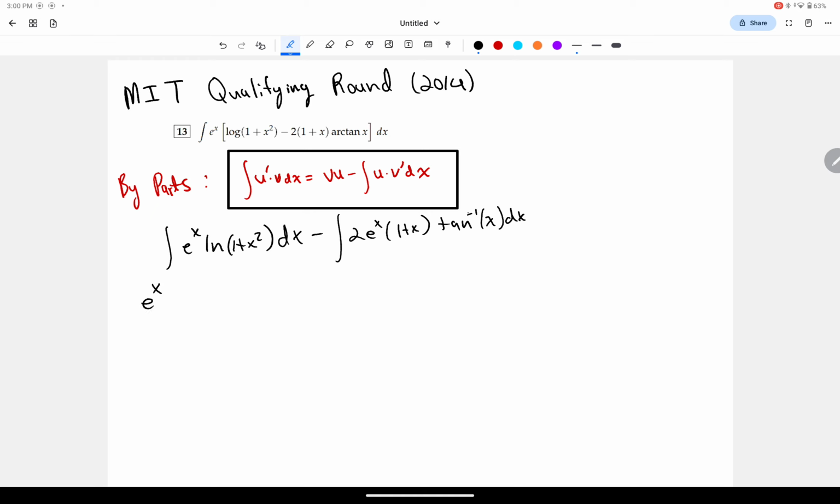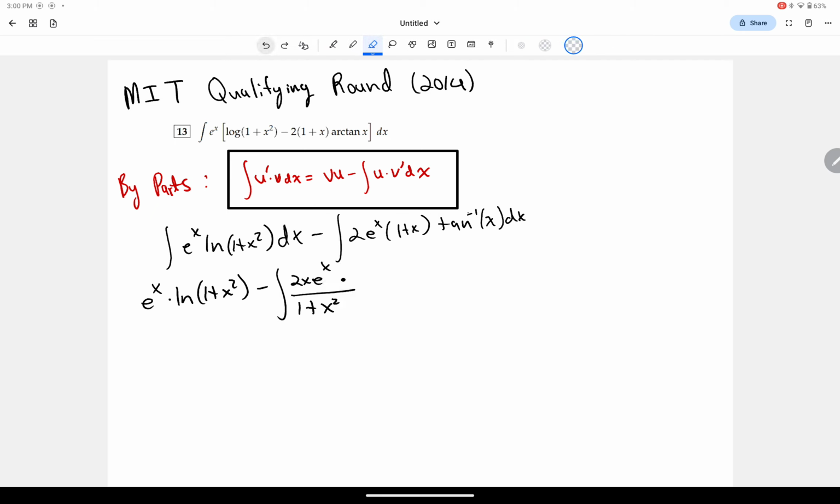This becomes the integral of e to the x, which is just e to the x, times ln(1 plus x squared), minus the integral of e to the x times the derivative of ln(1 plus x squared). The derivative of ln of any function is 1 over that function times the derivative of the inside function. So it's 1 over (1 plus x squared) multiplied by 2x. I'll just write 2x right here, times e to the x dx.